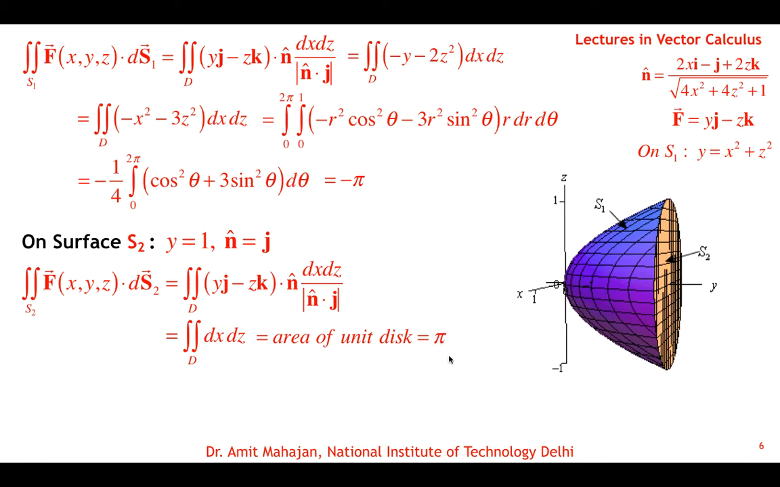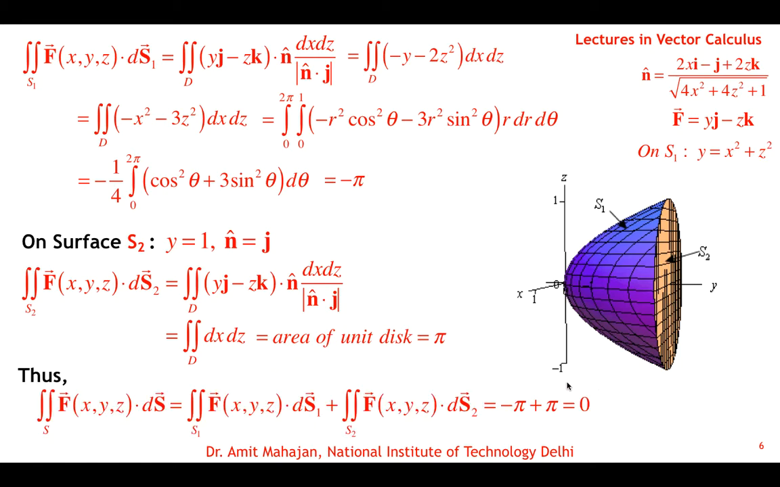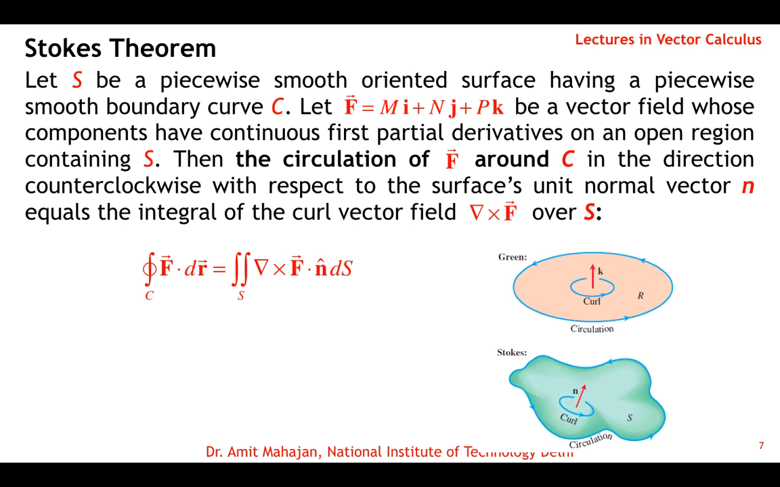Okay, so the flux through surface S1 is minus pi, and the flux through surface S2 is plus pi. The total flux will be the sum of these two, so in this case it is 0. Okay, so this was one example.